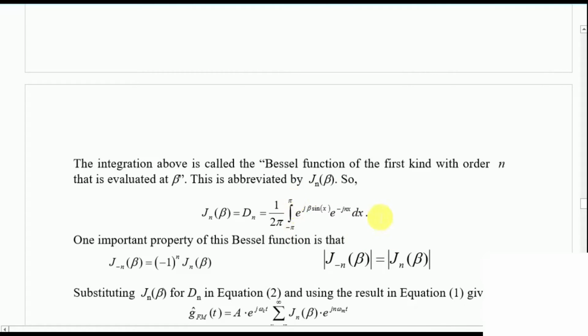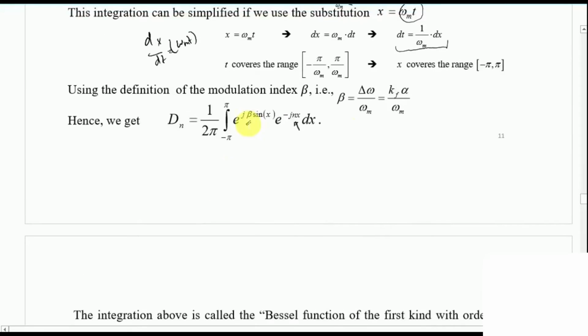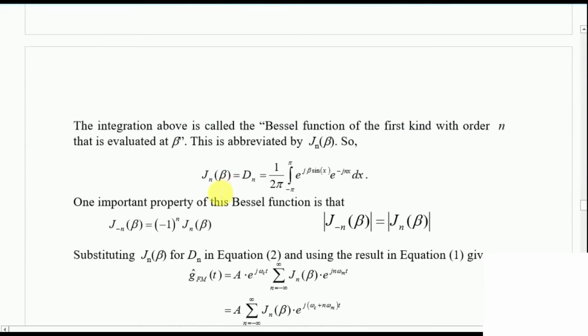Another thing is, if a numerical solution is there for this function, that solution would subsume the x variable, because the integration variable disappears in the result. So if any integration is solved, the variable by which you are integrating is no more in the expression. So this function J n of beta is basically dependent on the harmonic and the modulation index, right? So this whole thing we have expressed in terms of Bessel function.